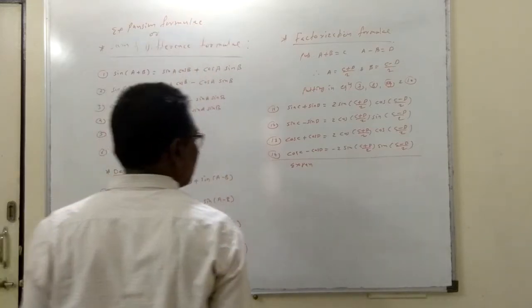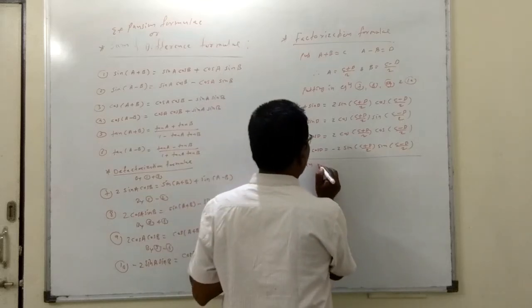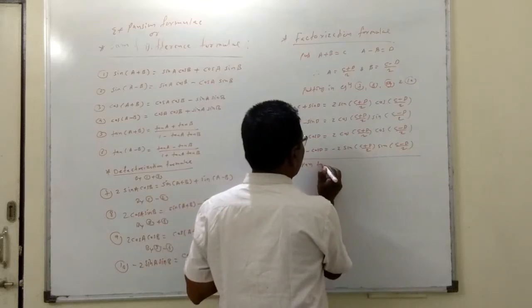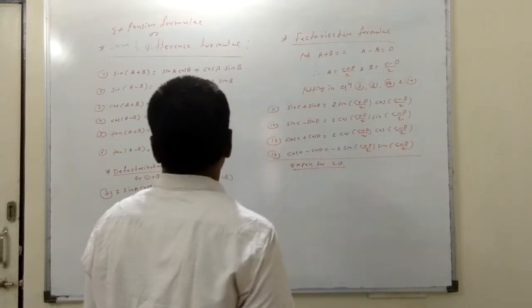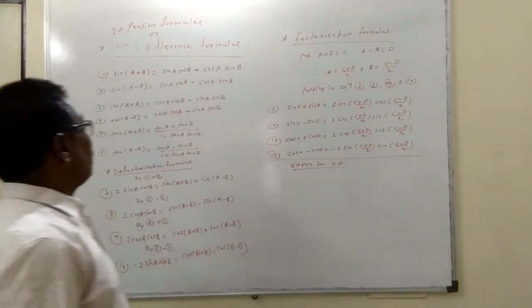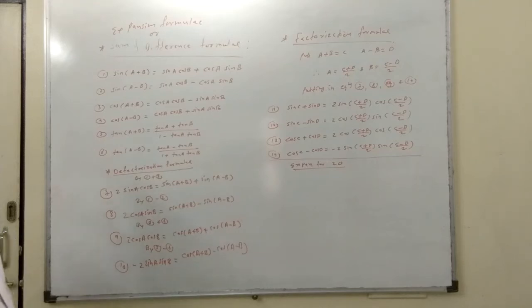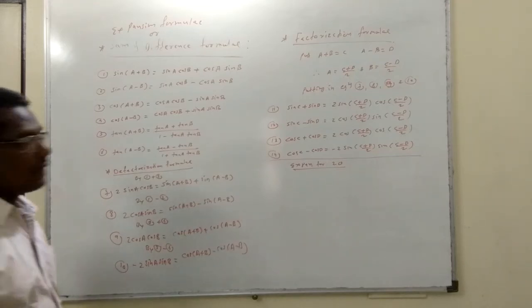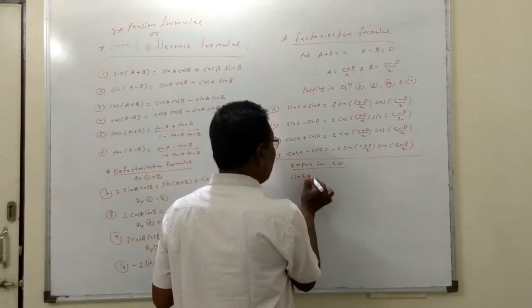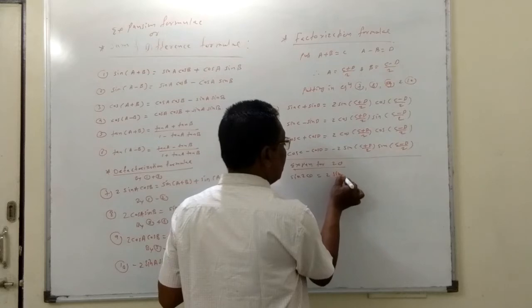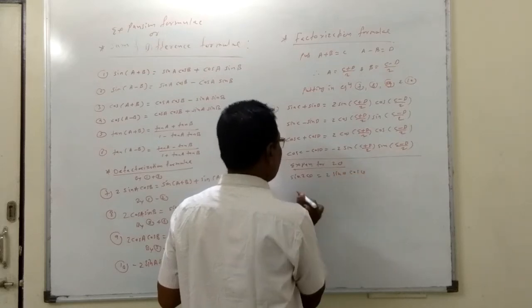Or sum and difference formula. So the expansion for 2 theta. In this equation, if you introduce b is equal to a, we will get sin 2a. Sin 2a is equal to sin a cos a plus cos a sin a. That is 2 sin a cos a. So we get the expansion of sin 2 theta: 2 sin theta cos theta.